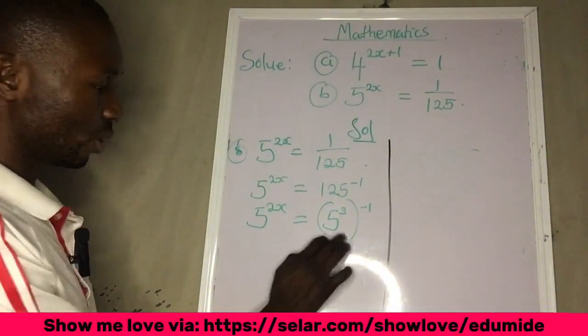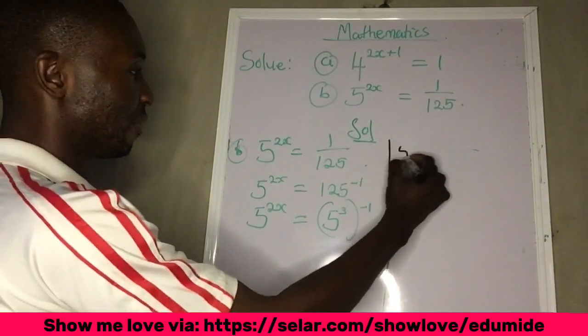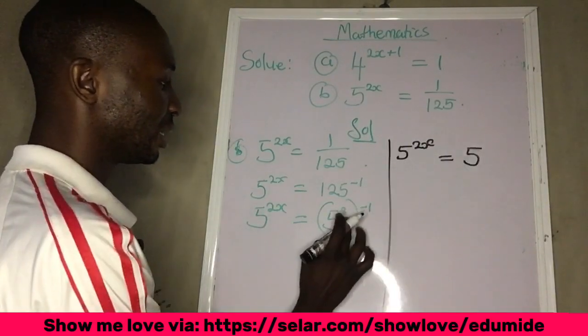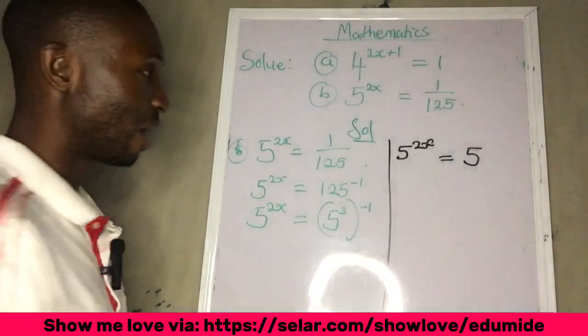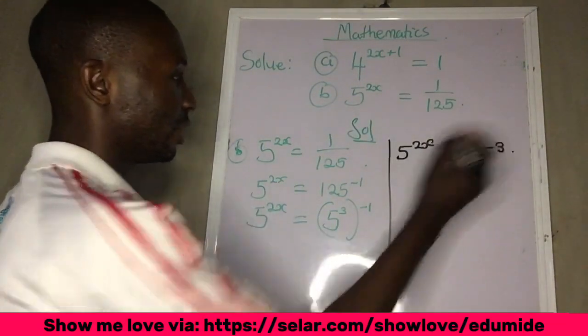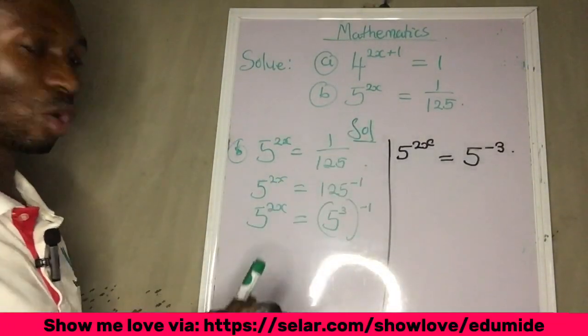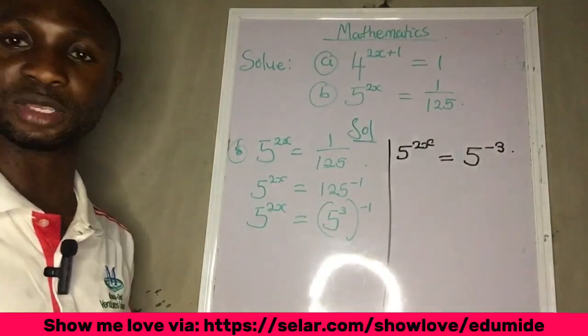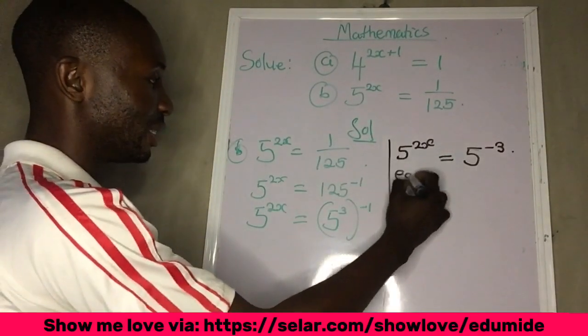we deal with this one, that is 5 raised to power 2x is equal to 5 raised to power 3 times minus 1. We have minus 3. So we have 5 raised to power 2x is equal to 5 raised to power minus 3. Since we have the same base, we are going to equate the indices.